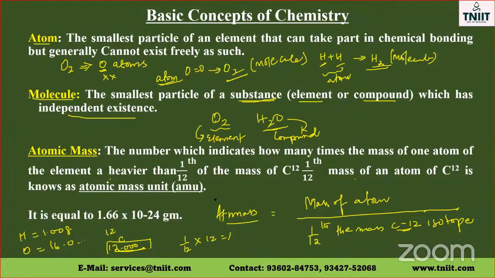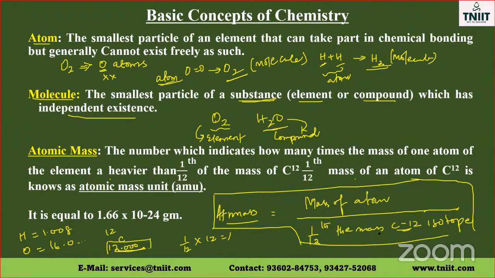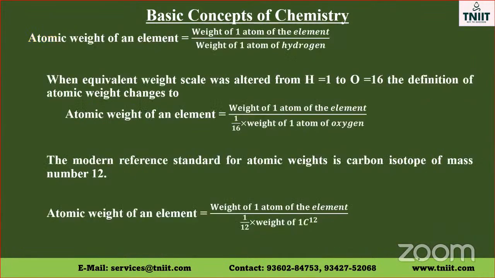Now, remember, atomic mass is defined as the ratio of mass of an atom to 1/12 the mass of carbon-12 isotope. And 1 amu is equal to 1.66 into 10 to the power minus 24 grams.